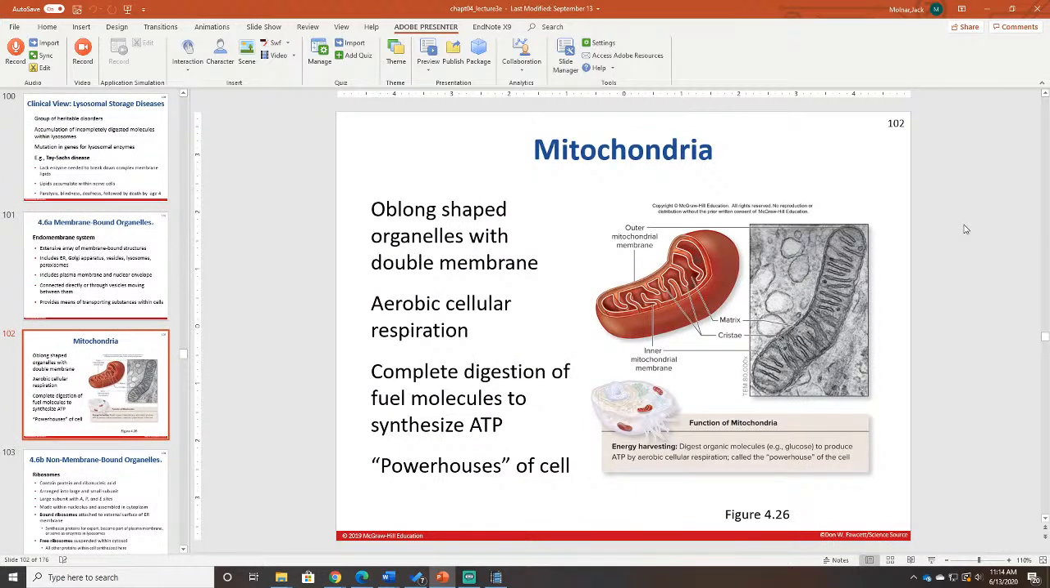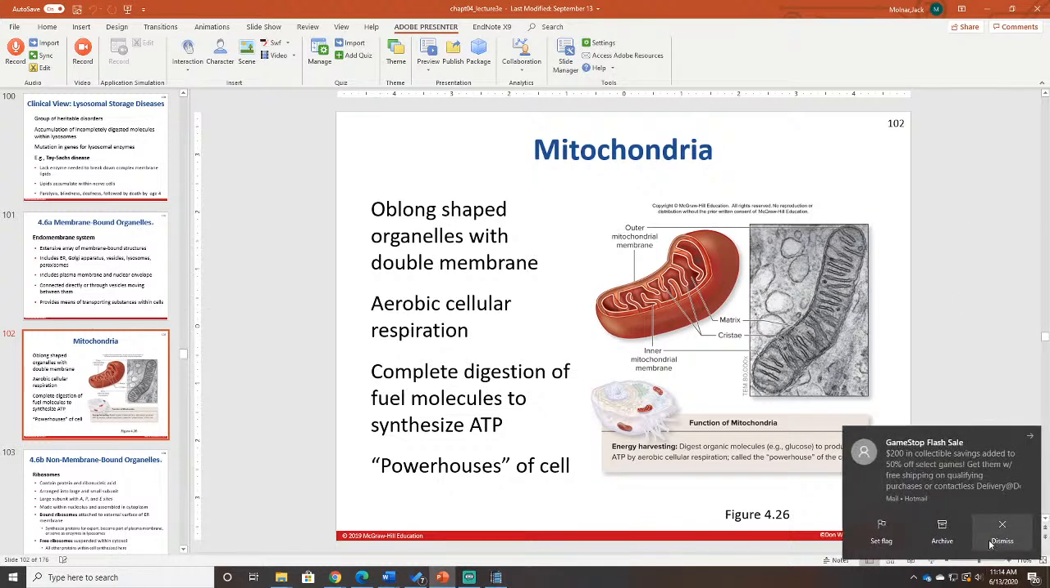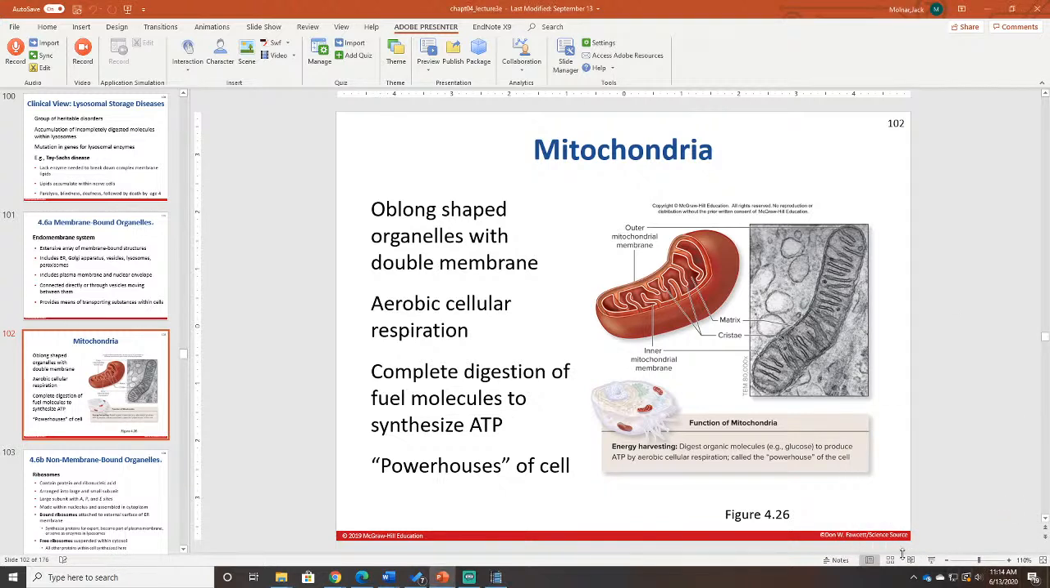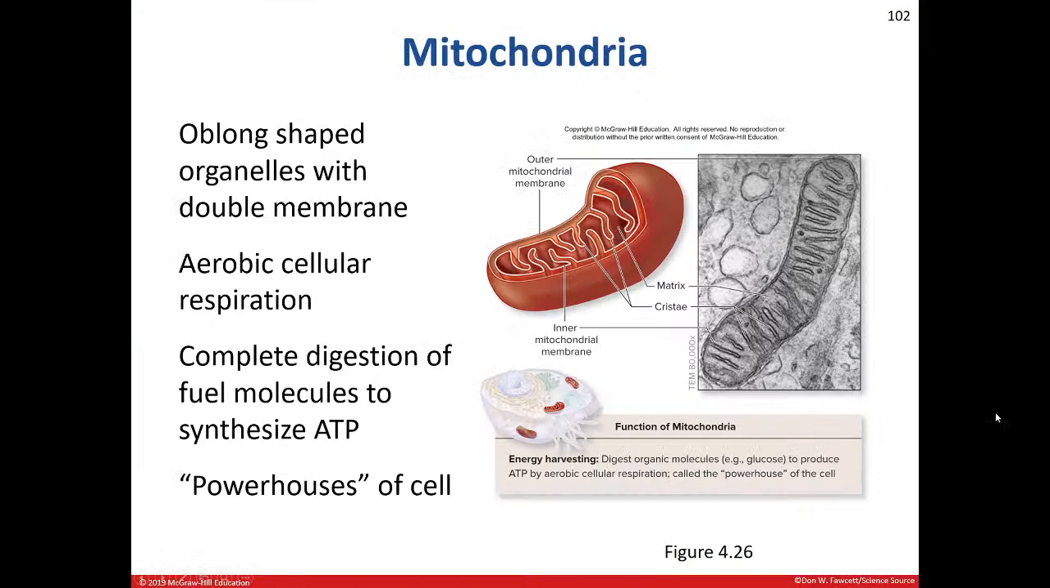All right, so actually I said anything with the membrane, but the obvious exception here is the mitochondria. The mitochondria have a sort of bean shape or rod shape, and they help with aerobic cellular respiration through a process called oxidative phosphorylation. And they complete the digestion of fuel molecules to synthesize ATP, and they're commonly known as the powerhouses of the cell.